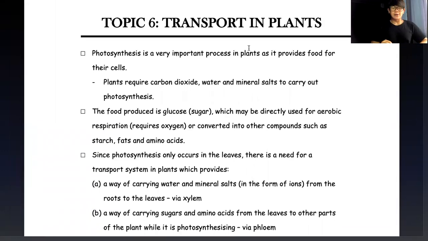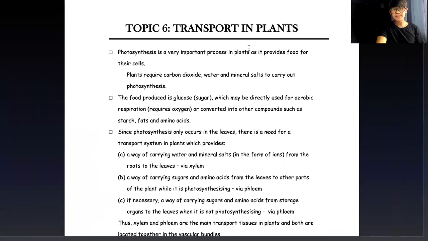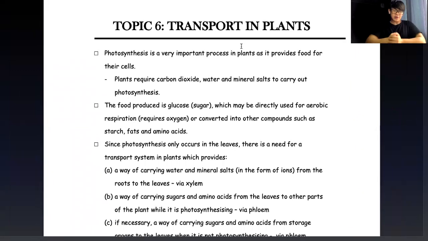Okay, so today we are going to continue with the topic. Previously we had looked at photosynthesis, nutrition in plants. So you should know by now what photosynthesis is, what the word equations and chemical equations are, as well as the factors which affect the rate of photosynthesis. Today we're going to build up on that.